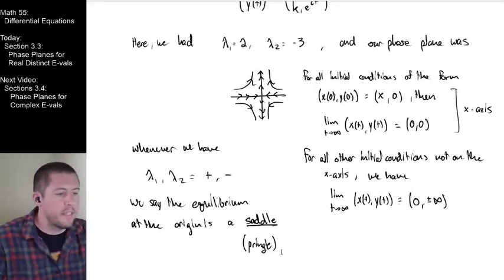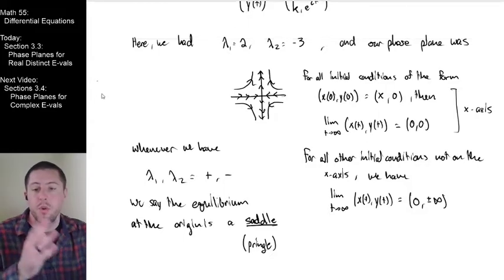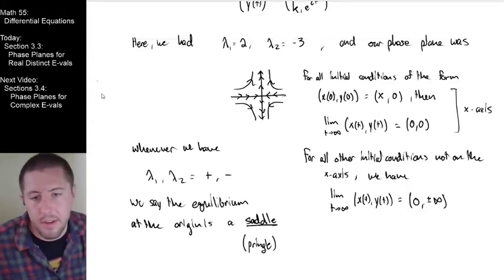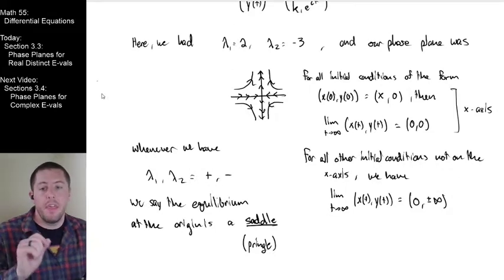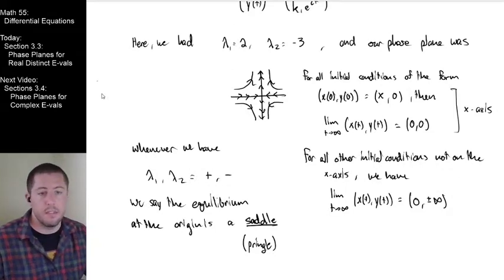And it doesn't really matter that I said lambda 1, lambda 2 and labeled them that way. I'm not really too worried about which ordering you numbered them in. We had two distinct real eigenvalues. One was positive, one was negative. Therefore, the behavior at the origin is what we would refer to as a saddle. Some stuff going in, some stuff going out.